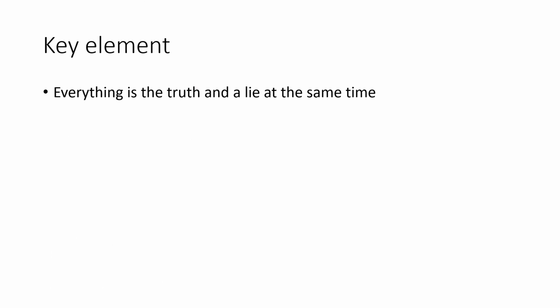So everyone, spoiler alert, the key element between truth and lies is that everything is the truth and a lie at the same time. That ties into the photo that I showed you guys earlier at the beginning of the video. There's nothing stranger than truth. So there's a chance that there's a truth behind this very statement itself. I'm going to spend the rest of the video explaining this.